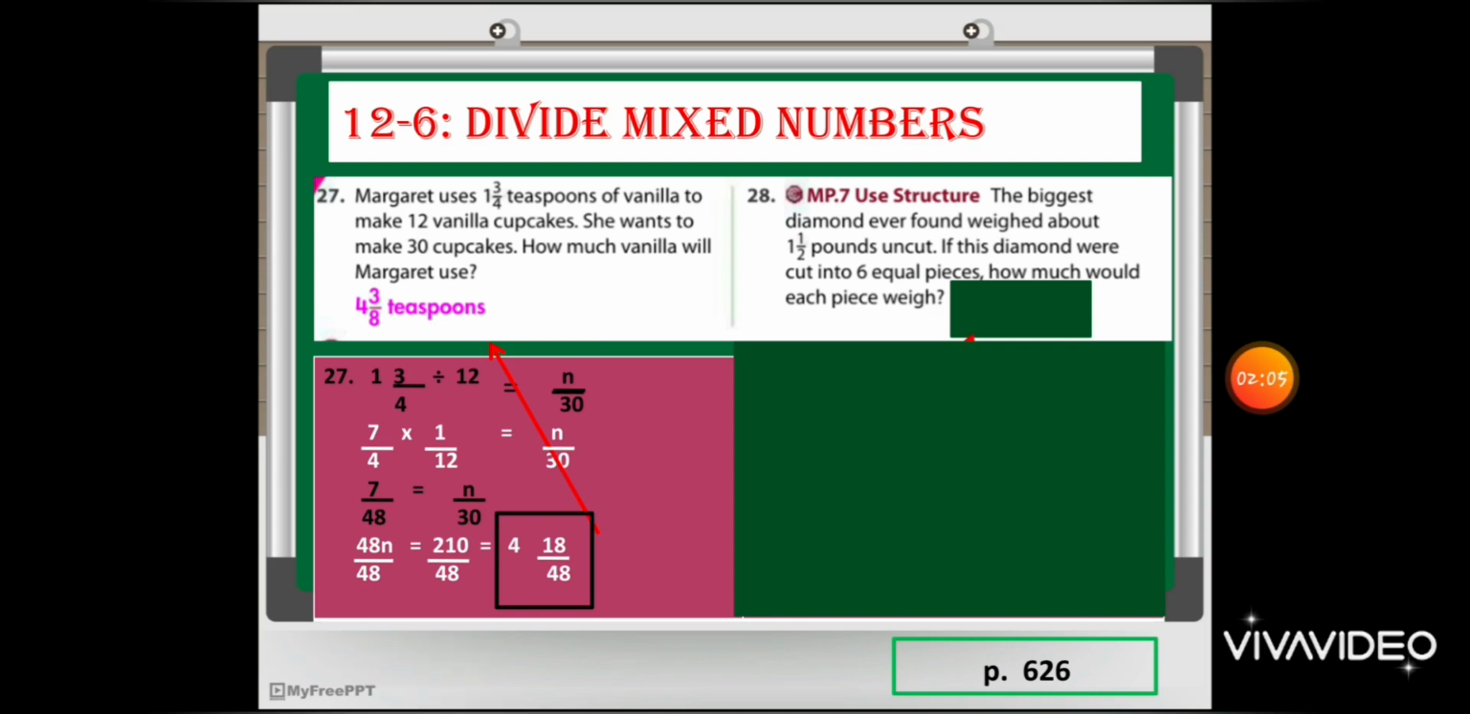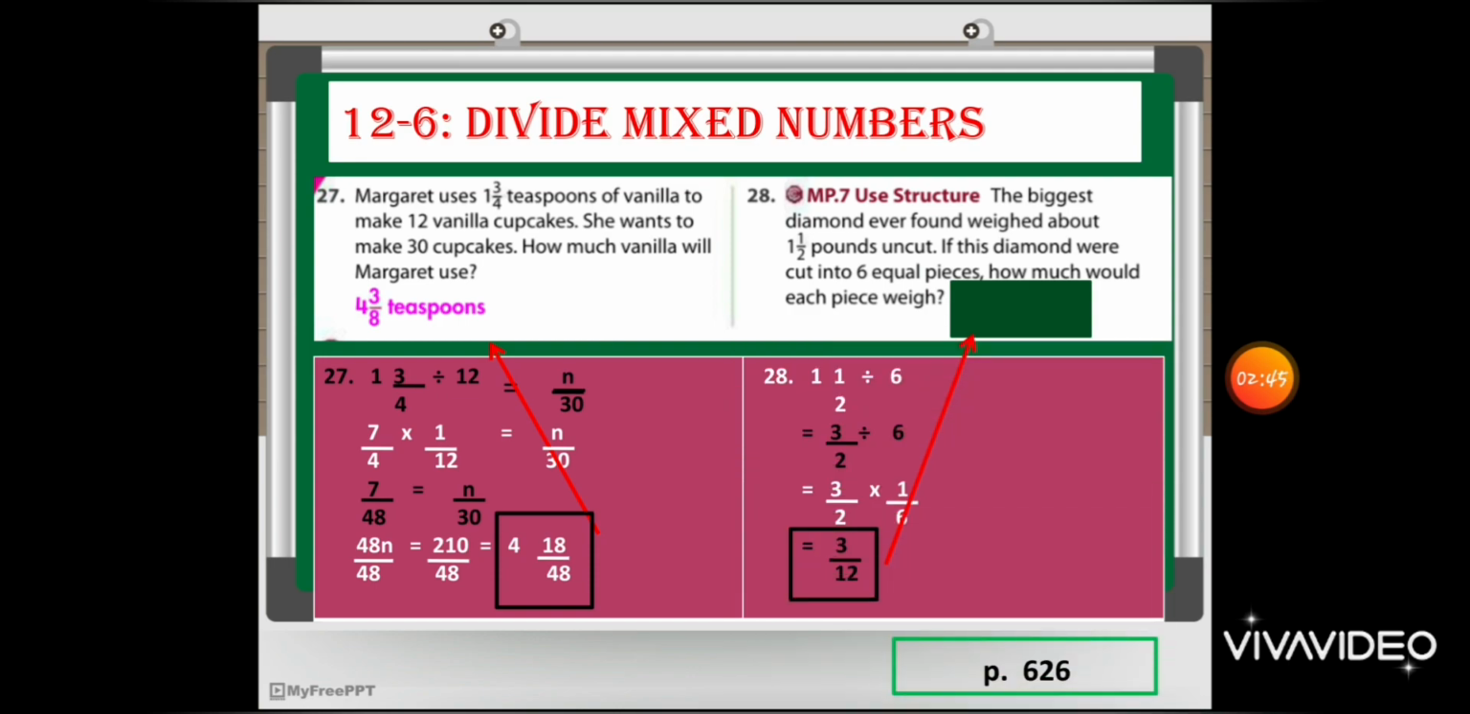How did we get it? We simply divided the fraction 18 over 48 by 6. So 18 divided by 6, we have 3. And 48 divided by 6 is 8. Did you get it? Very good. Now, let's proceed to number 28. The biggest diamond ever found weighed about 1 1/2 pounds uncut. If this diamond were cut into 6 equal pieces, how much would each piece weigh?